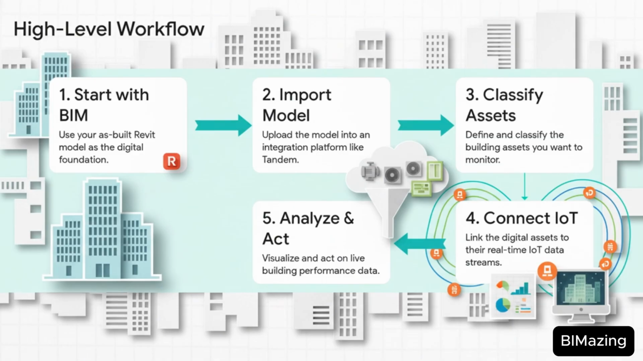Then you basically tell the system which parts are important. I want to monitor this pump, that air handler, and the occupancy in these 5 rooms. Step 3 is classifying those assets. Step 4 is the magic moment. You connect the digital asset to its real-world data stream from the IoT sensor. And then Step 5, you're live. You can see, analyze, and act on what's happening in your building, right there in the context of your 3D model.